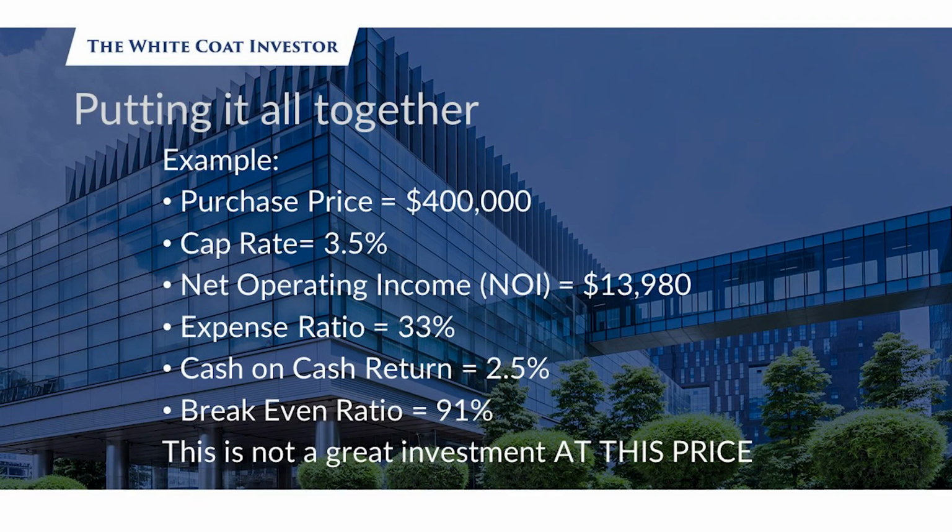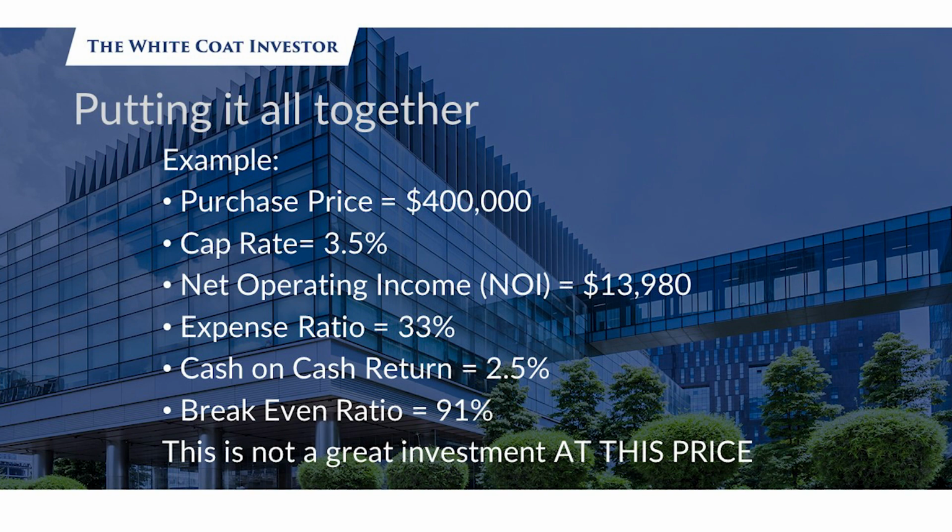Okay, so let's put all these calculations together. What have we learned about this example property we've been talking about by running the numbers on it? Well, what is the cap rate? Well, the NOI divided by the value of the property, right? So 13,980 divided by 400,000 tells us the cap rate is 3.5%, which is relatively low as cap rates go. What's the NOI? Well, that's 13,980. What's the expense ratio? That's 7,020 divided by 21,000 is 33%. So that's a little bit low. So that suggests that the property is either run very efficiently or that it's underinsured or maybe that inadequate maintenance is being done.